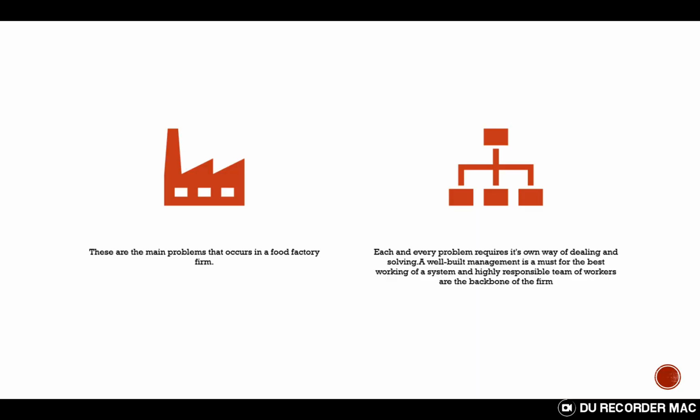These are the main problems that occur in a food factory. Apart from these problems, there are some simple problems, but we are taking the case study of the major problems. So these are the problems that mainly occur in the factory. Modern problems require modern solutions. Each and every problem requires its own way of dealing and solving. Every problem is different, and so are the solutions.